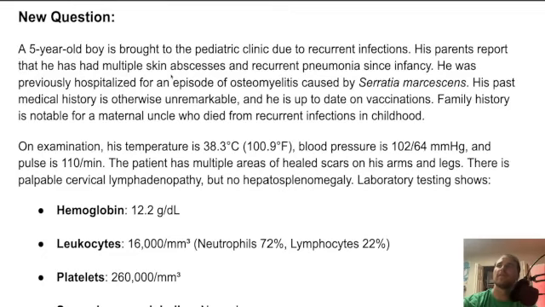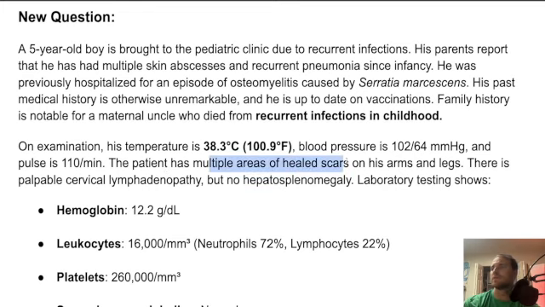Okay, this is going to be a toughie. A 5-year-old boy, pediatric clinic, recurrent infection, Serratia, and medical history is otherwise unremarkable. Family history: maternal uncle who died of recurrent infections in childhood. His temperature is slightly elevated. Slightly. He's definitely got a fever.